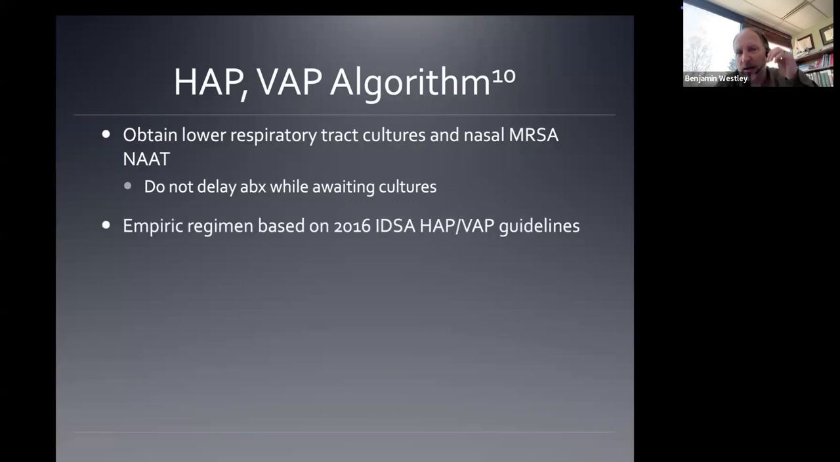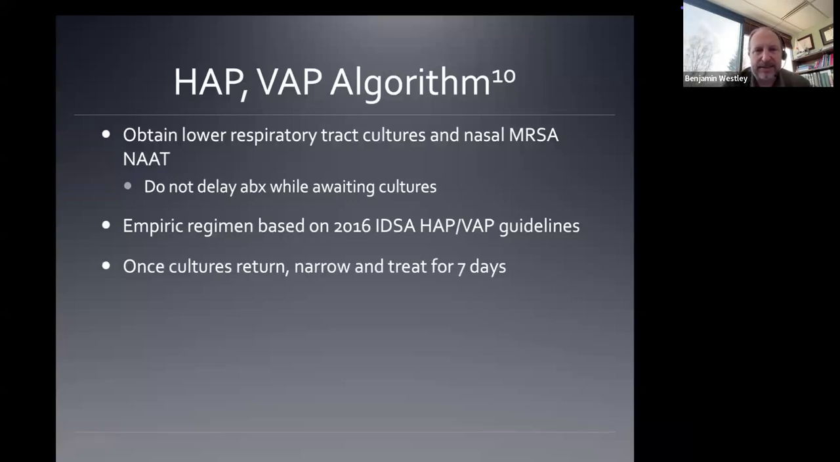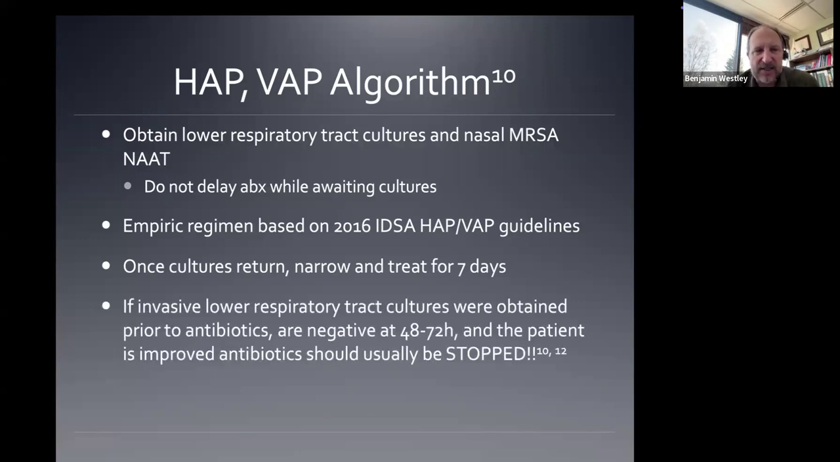And then the regimens that we use are based on the 2016 guidelines that are still the current guidelines. When the cultures come back, we target what we find and we treat for 7 days.